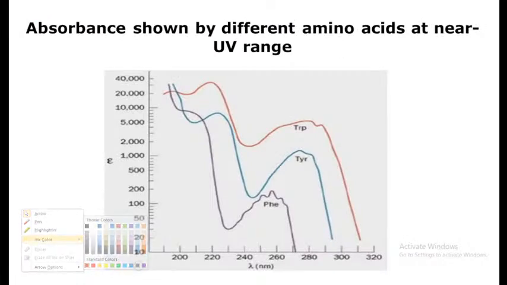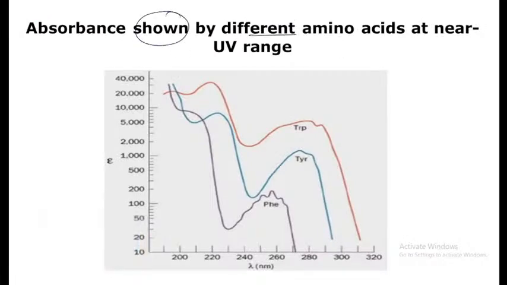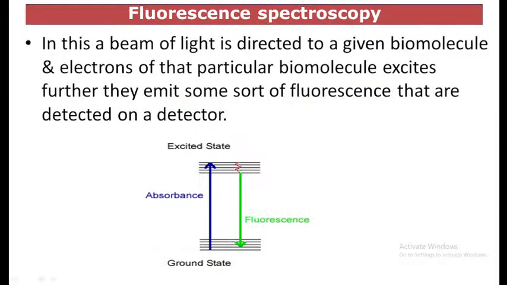Talking about the absorbance shown by the different amino acids in the near UV range, if you look at a normal graph, this is how we actually get the final results. Next is the fluorescence spectroscopy.